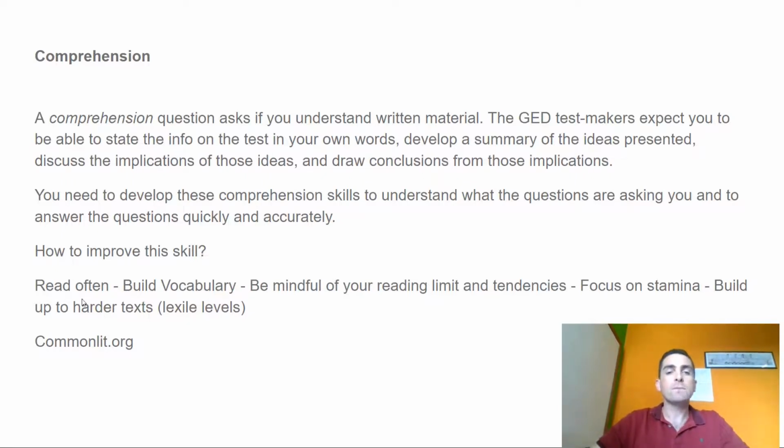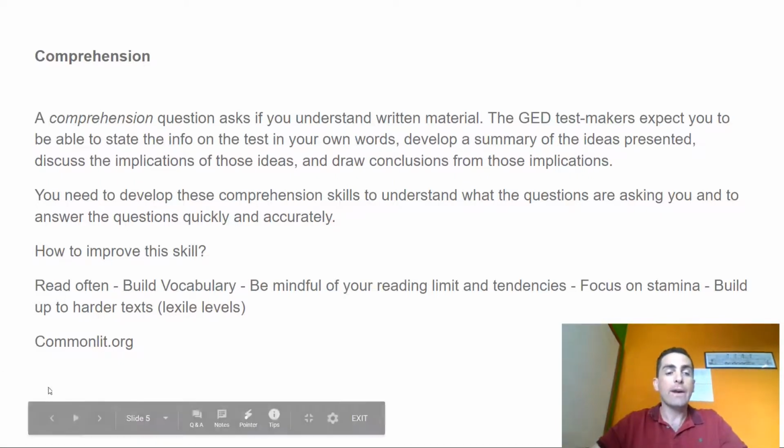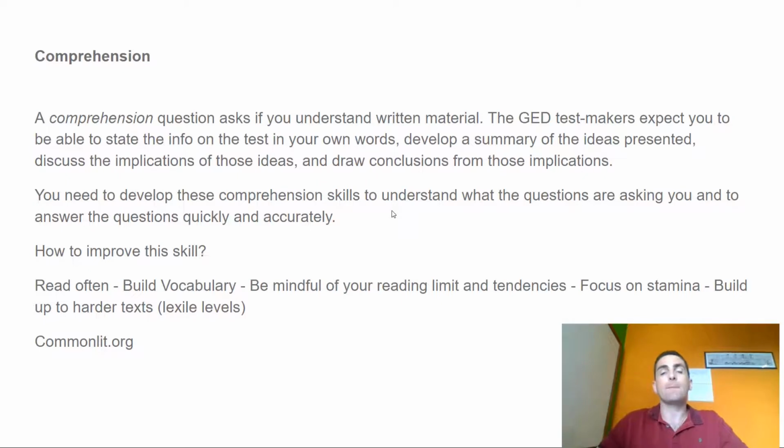So in terms of getting fiction and non-fiction in one place that are quality texts, I highly recommend commonlit.org, this website at the bottom, commonlit.org. It's a free website. It's absolutely wonderful. It has fiction in there, it has non-fiction, it has pretty much everything you need to really improve your close reading skills for the GED test.